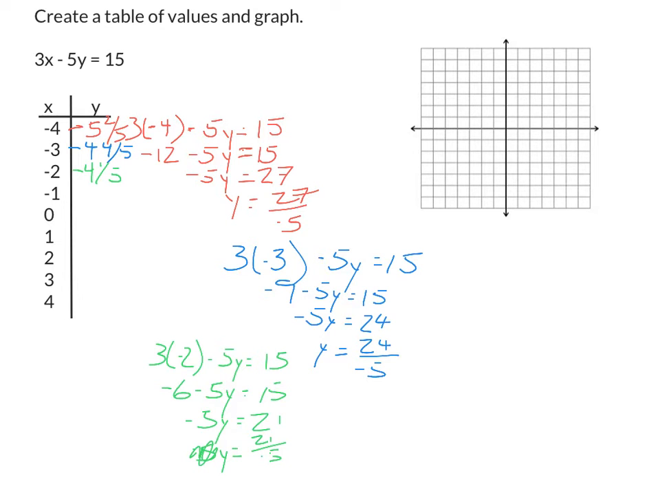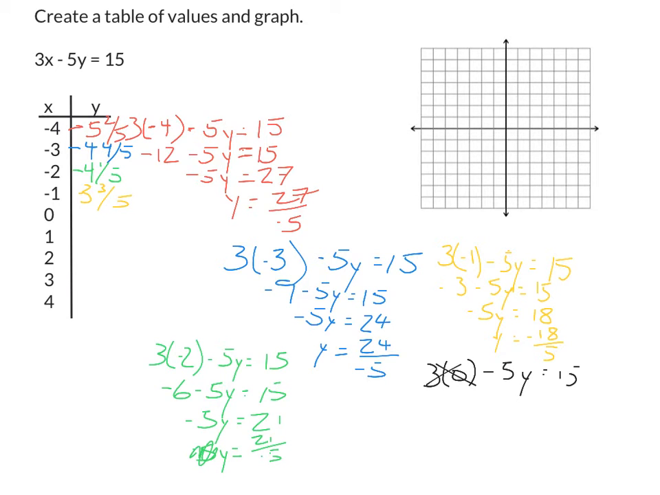Let's plug in -1. 3 times -1 minus 5y equals 15. So -3 minus 5y is equal to 15. And we move the 3 over. -5y is equal to 18. So y would be -18/5. 5 goes into 18 3 times with 3 left over. So -3 and 3/5. 0 is easy. 3 times 0 minus 5y is equal to 15. 3 times 0 is nothing. So y ends up being -3.